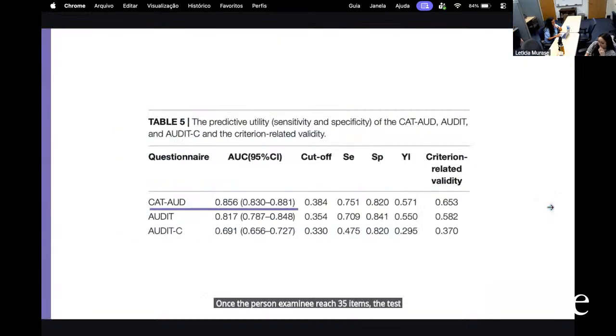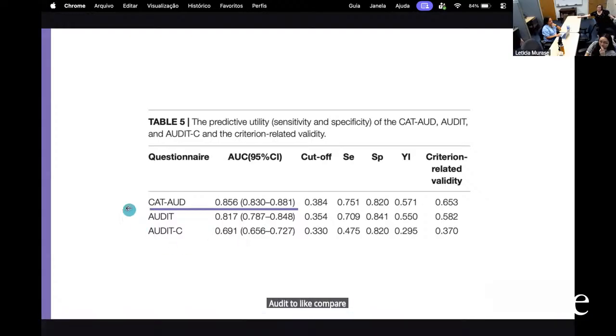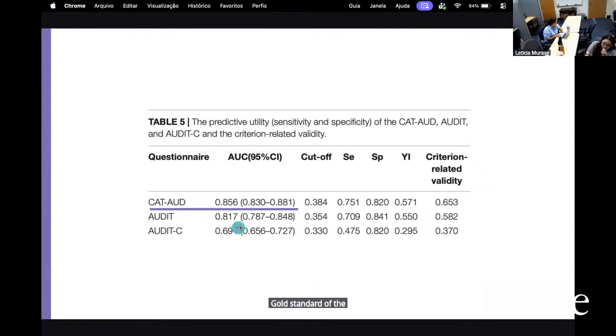So here we have just this table I wanted to present to you, because they used the AUDIT to compare reliability between the CAT and these two that are the gold standard of the literature. And we can see that the reliability is higher for the CAT-AUD.